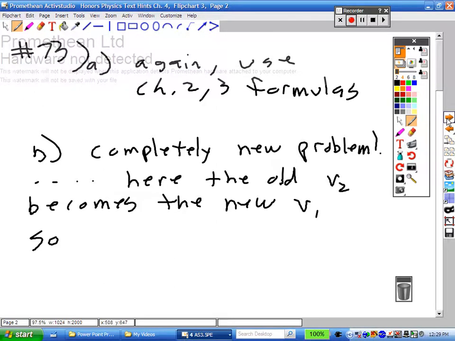Let's jump over to number 73. Okay, number 73. First, let's again use the chapter 2 and 3 formulas. Again, for number 73, the V1 will start as 0. And you will have an acceleration. They don't list it, but you know when something drops, it's 9.8 meters per second squared for the acceleration. So that should be helpful for you.